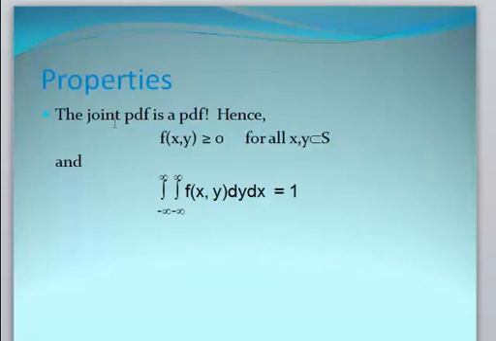So the joint probability density function is indeed a probability density function. So it's got to be greater than or equal to 0. You can't have a probability that's less than 0 for all x, y. And that volume has got to sum up to 1.